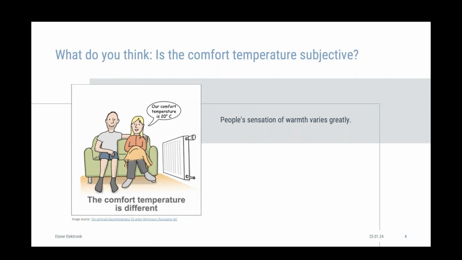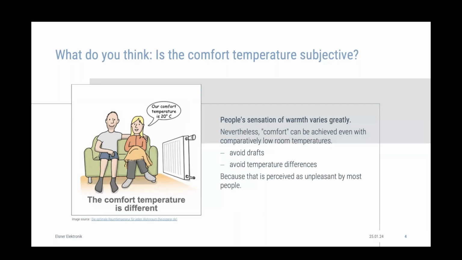Nevertheless, some people think comfort can only be achieved with a higher room temperature, but in fact, comfort can be achieved even with comparatively low room temperature. You can do several things to avoid the sensation of cold inside. You can avoid drafts and you can avoid big temperature jumps, because those are perceived as very unpleasant by most people. In order to achieve a good comfort temperature for everyone, we're going to talk about individual room control today, and we're doing that on the example of the KNX system.